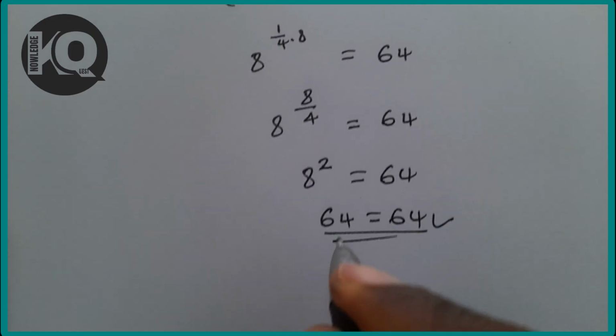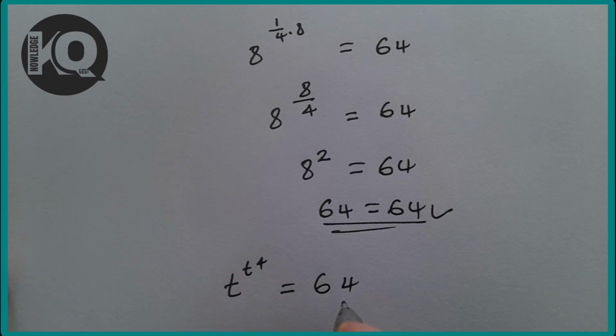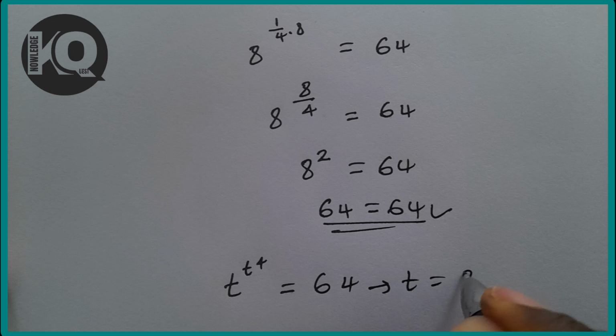So our answer for the problem t power of 4 equal to 64 is t equal to 8 power of 1 over 4.